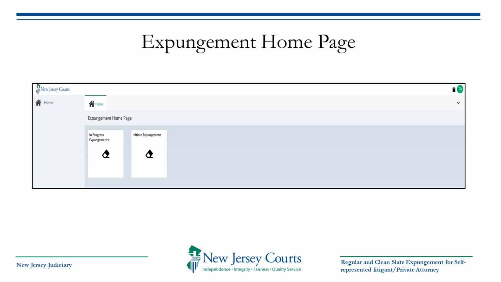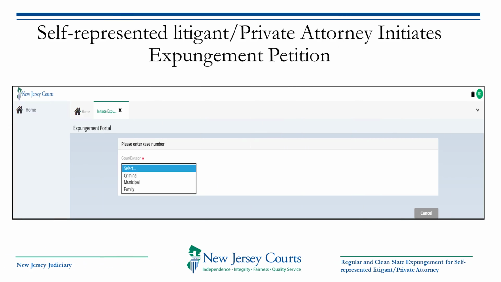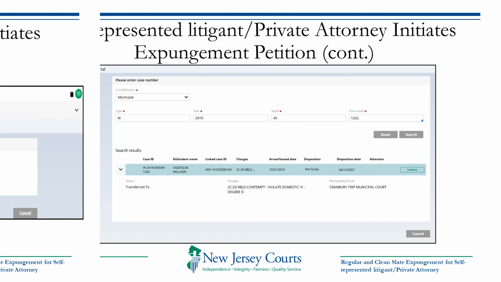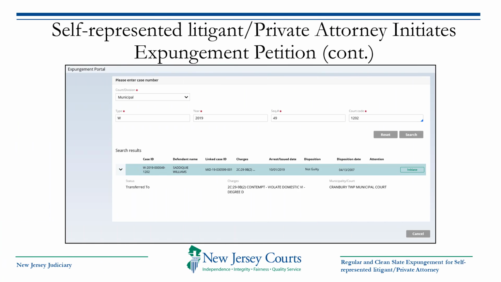To create a new petition and/or proposed order, click the Initiate Expungement tile from the expungement homepage. Select the court, division, criminal, municipal, or family of the case through which you are initiating an expungement. To return to the eCourts expungement system homepage, click the Cancel button. To start a new expungement petition for a primary municipal case, select Court Division as Municipal and enter a complaint number for the defendant in the provided fields. Then click the Search button.